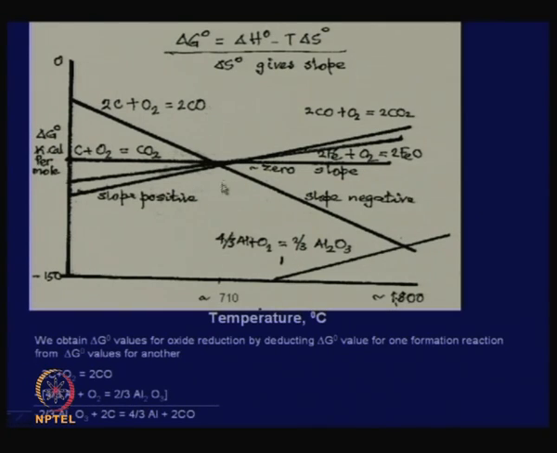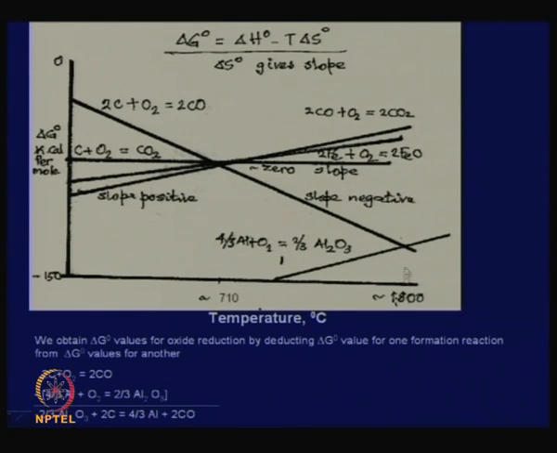This intersection takes place at around 710, and for iron oxide the line is here. So, we can say that FeO can be reduced by carbon to form either CO2 or CO at around here, but the line for Al2O3 can be met only by the line for CO. This line that represents carbon oxygen reaction to form CO2 does not cut this Al2O3 line. We can say that if we can have temperatures of around 1800 degrees, even a stable oxide like Al2O3 will be reduced by carbon to form CO, because beyond this point CO becomes more stable as compared to Al2O3.